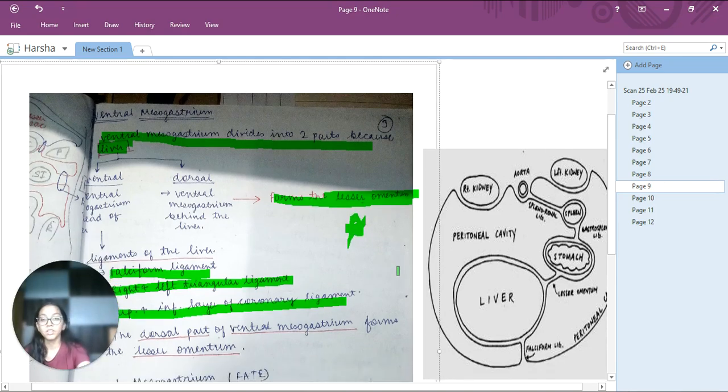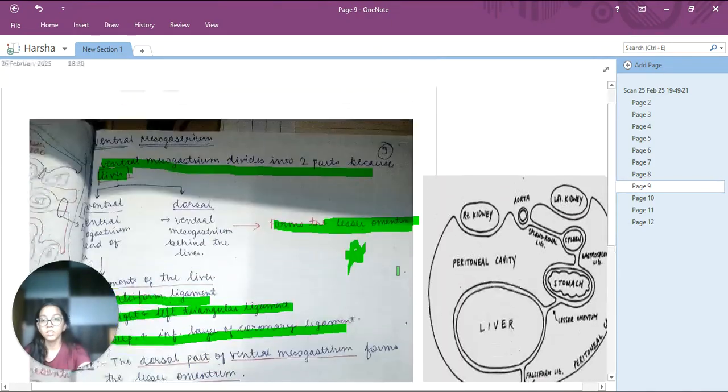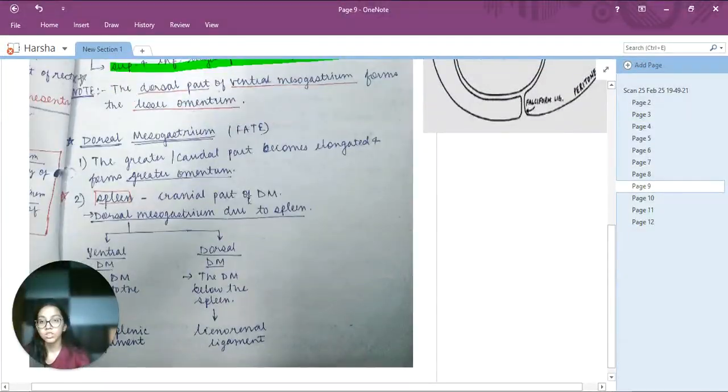Okay, then this is about the ventral mesogastrium. Now there is a note: the dorsal part of the ventral mesogastrium forms the lesser omentum. The dorsal ventral mesogastrium forms the lesser omentum. So the lesser omentum is formed by which part? It is formed by the dorsal ventral mesogastrium.